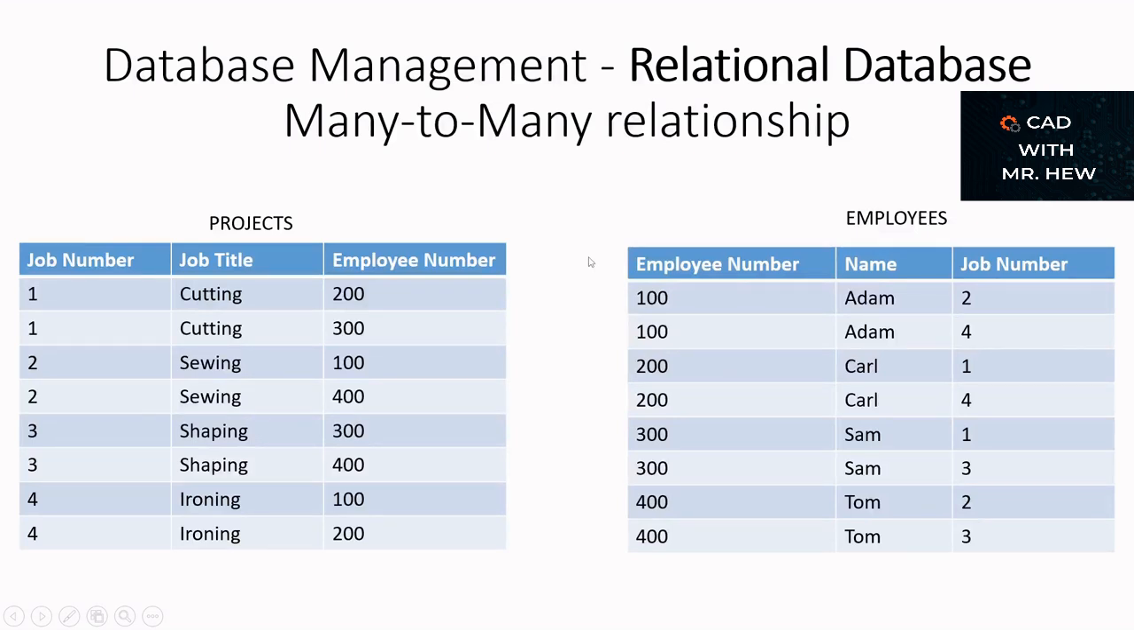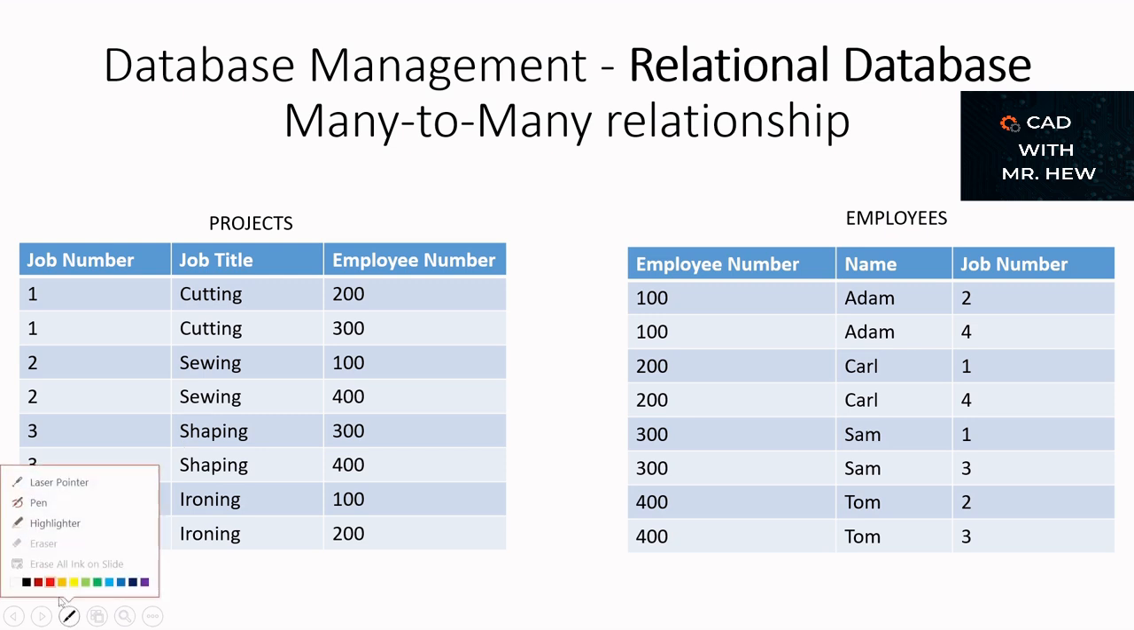We'll be looking at an example of the many-to-many relationships using two tables. The first table is a projects table. We have the job number, we have the title of the job that is being performed in the project, we have the employee number that is assigned, and on the right we have the employees table where we have the employee number, the name of the employee, and the job number that the employee will be doing.